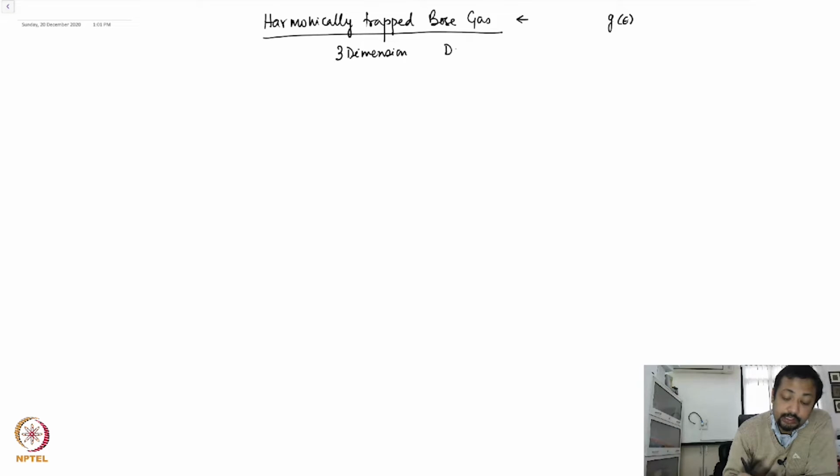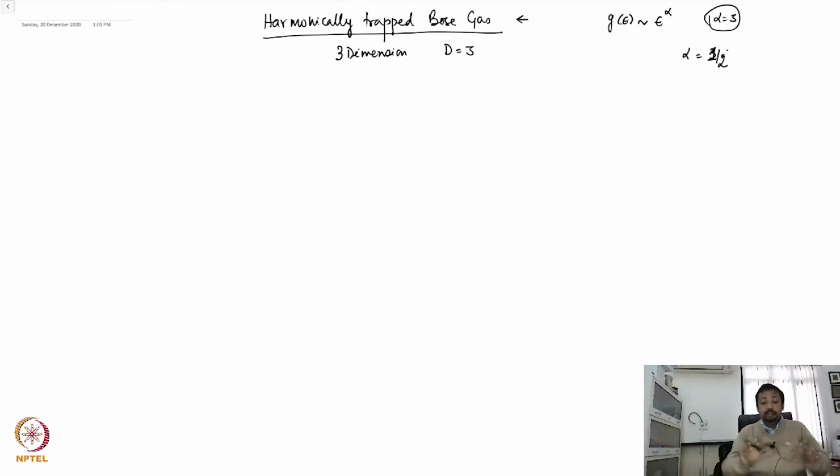So that d is equal to 3, your G epsilon has a different behavior, as epsilon to the power alpha, where alpha is equal to 3. For a free Bose gas, we knew that alpha was 1 by 2. But here we want to look at it.